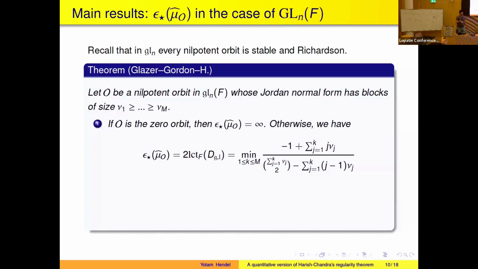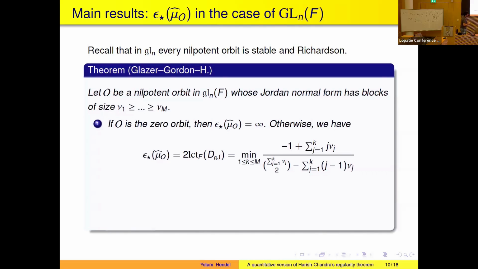So now if O was the zero orbit, then this is not so interesting. mu_O hat will just be a constant function, and epsilon will be infinity. Otherwise, we can calculate the integrability exponent of mu_O hat and get the following numerical expression. And we do this by calculating twice the F-log canonical threshold of the corresponding Weyl discriminant.